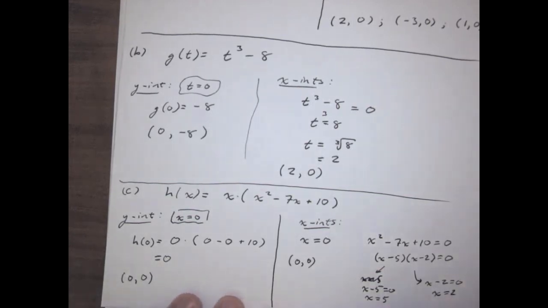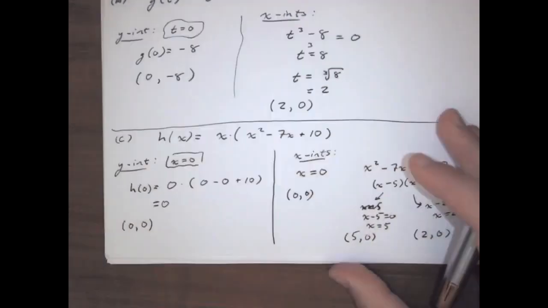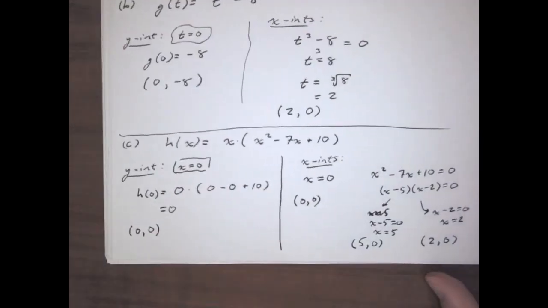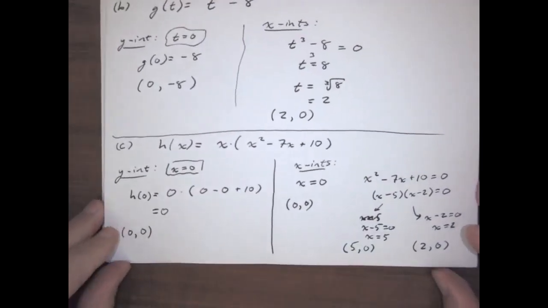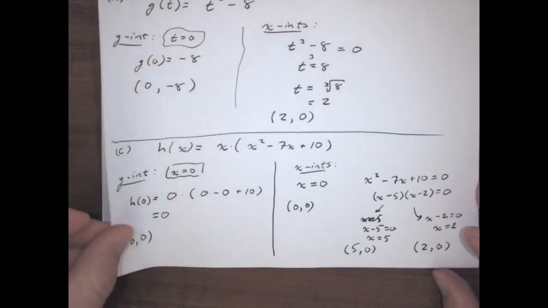So that gives us now the other two x-intercepts of 5, comma 0. So the x value is 5, y value is 0, and 2, comma 0. All right.